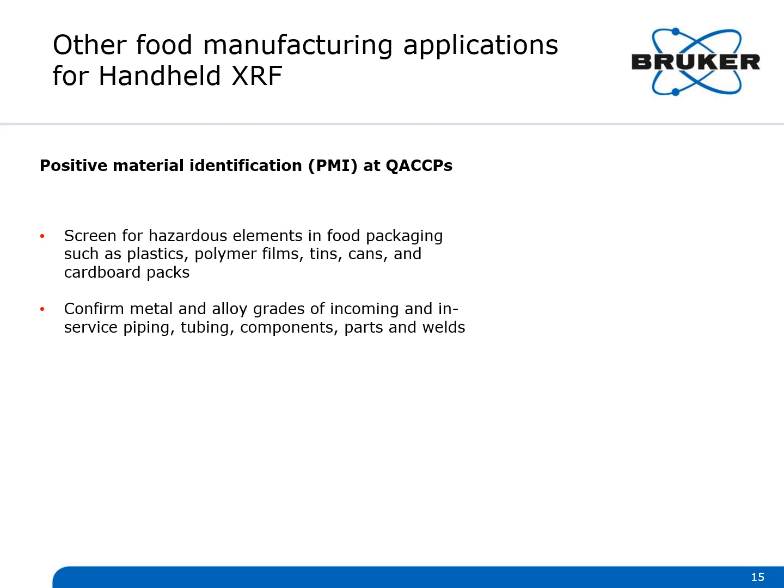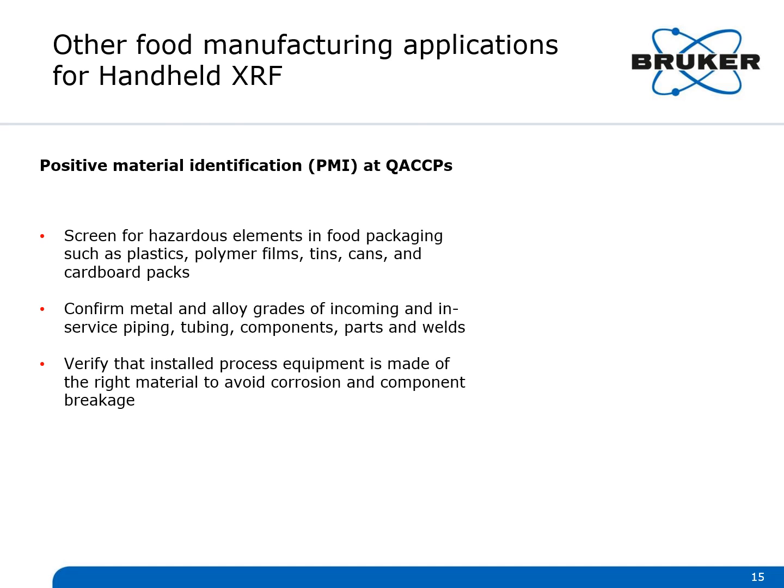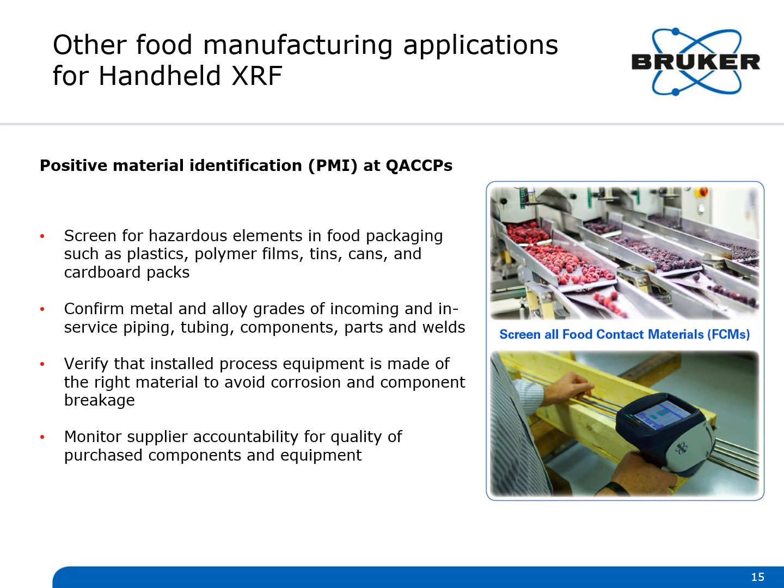You can confirm metal and alloy grades of incoming and in-service piping, tubing, components, parts, and welds. You can verify that installed process equipment is made of the right material to avoid corrosion and component breakage. You can monitor supplier accountability for quality of purchased components and equipment. You can essentially screen all food contact materials.